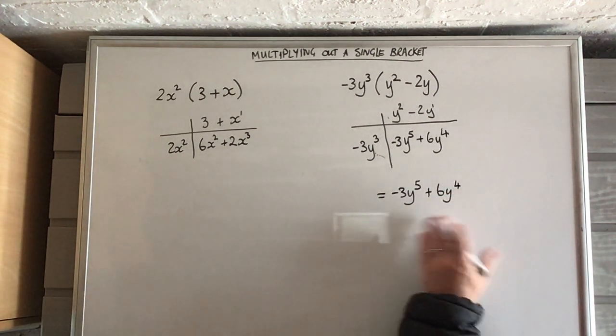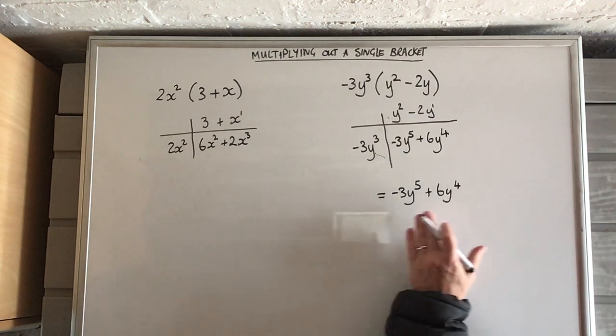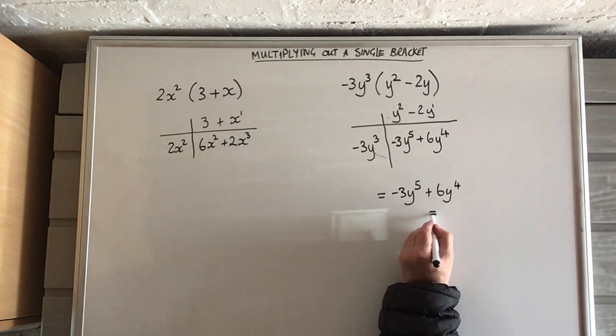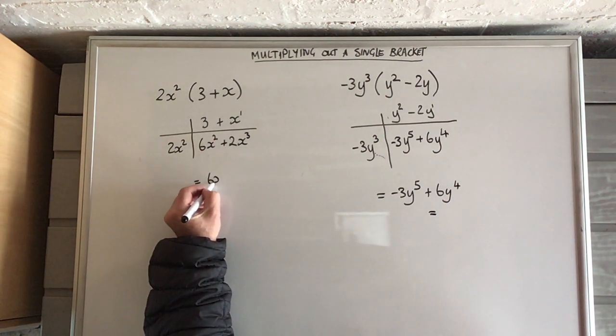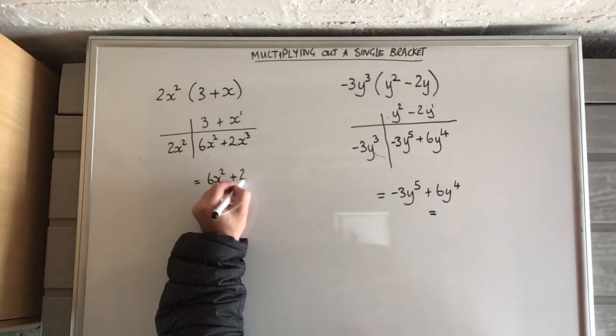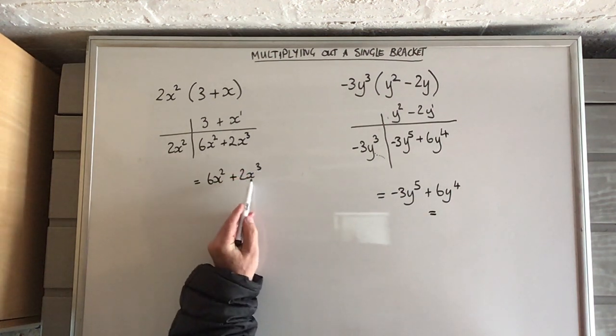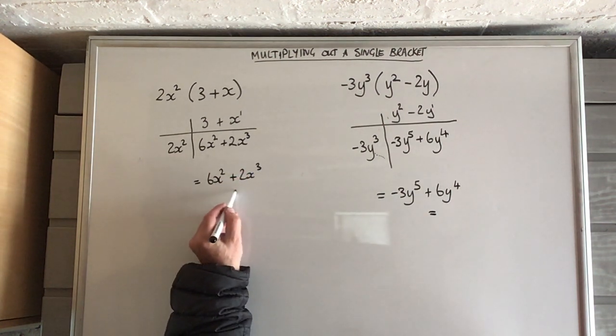Okay, can't tidy them up, they're different. Y to the power 4, y to the power 5 are totally different. It's the same idea over here, didn't write that one totally out. Our final answer here is that, and they're totally different. That is different from that.